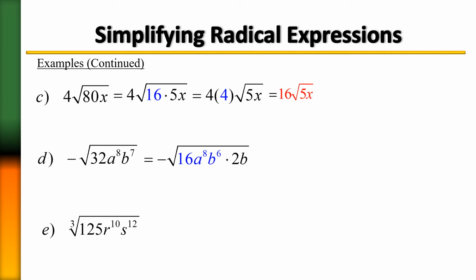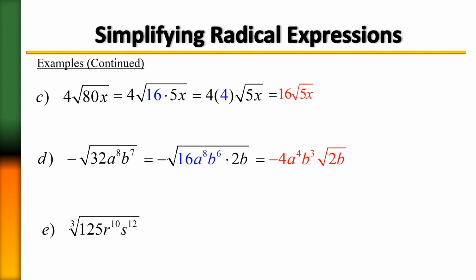Now, how did we get 16 and 2? Well, 16 times 2 equals 32. 16 was the biggest perfect inside of 32. So now solving all the perfect part, 16, a to the 8th, b to the 6th, let's solve it, and then it's going to go on the outside, our answer, along with that negative. And 2b will remain underneath the symbol, which gives me an answer of negative 4, a to the 4th power, b cubed, square root of 2b.